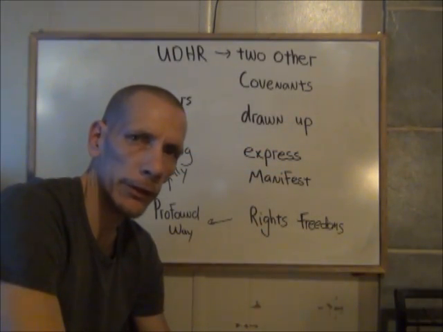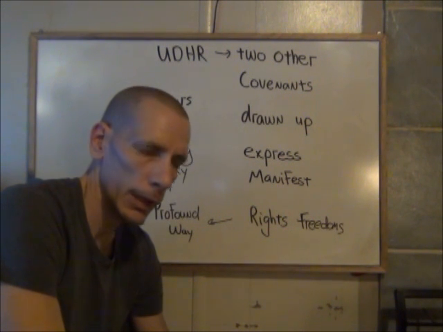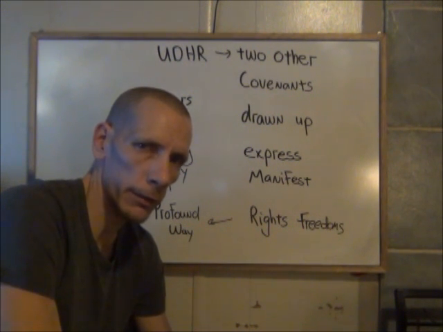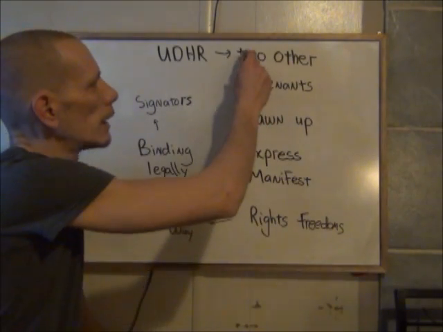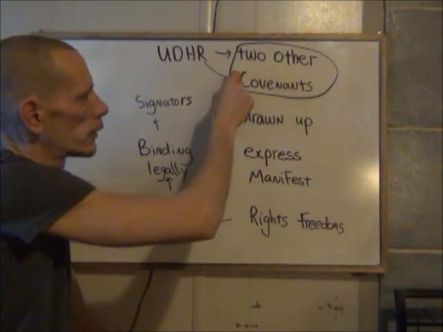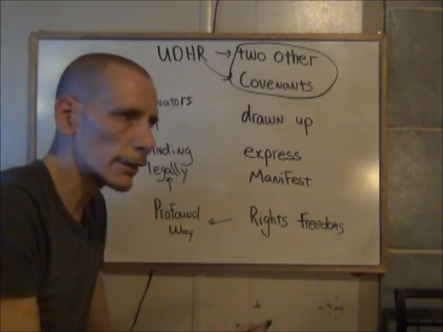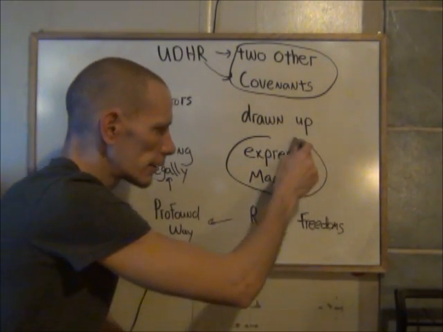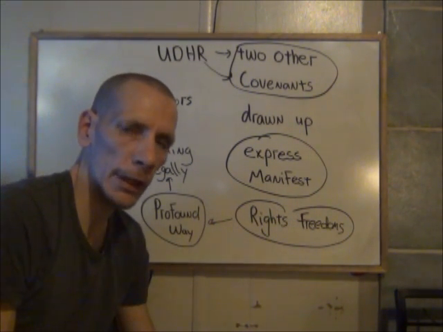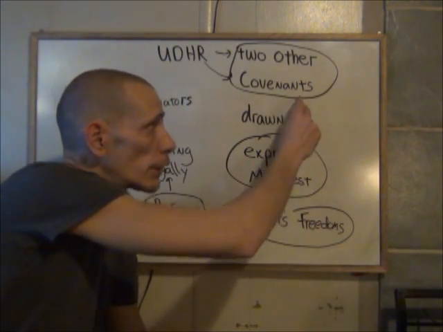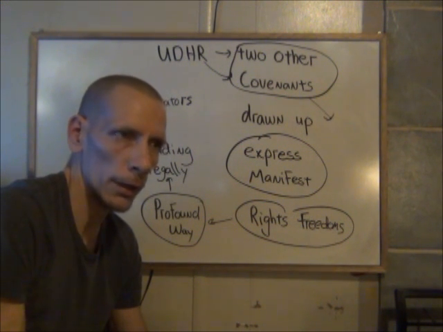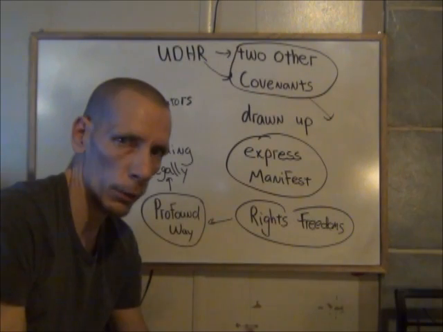After the Universal Declaration of Human Rights and Freedoms was drawn up, and the member nations agreed to this documentation and agreed that these are freedoms that should exist in all our countries around the world, there were two other covenants that were made after this. And they were drawn right out of the Universal Declaration of Human Rights and Freedoms. Those two other covenants were drawn up to express and manifest our rights and freedoms in a more profound, more explanatory way.